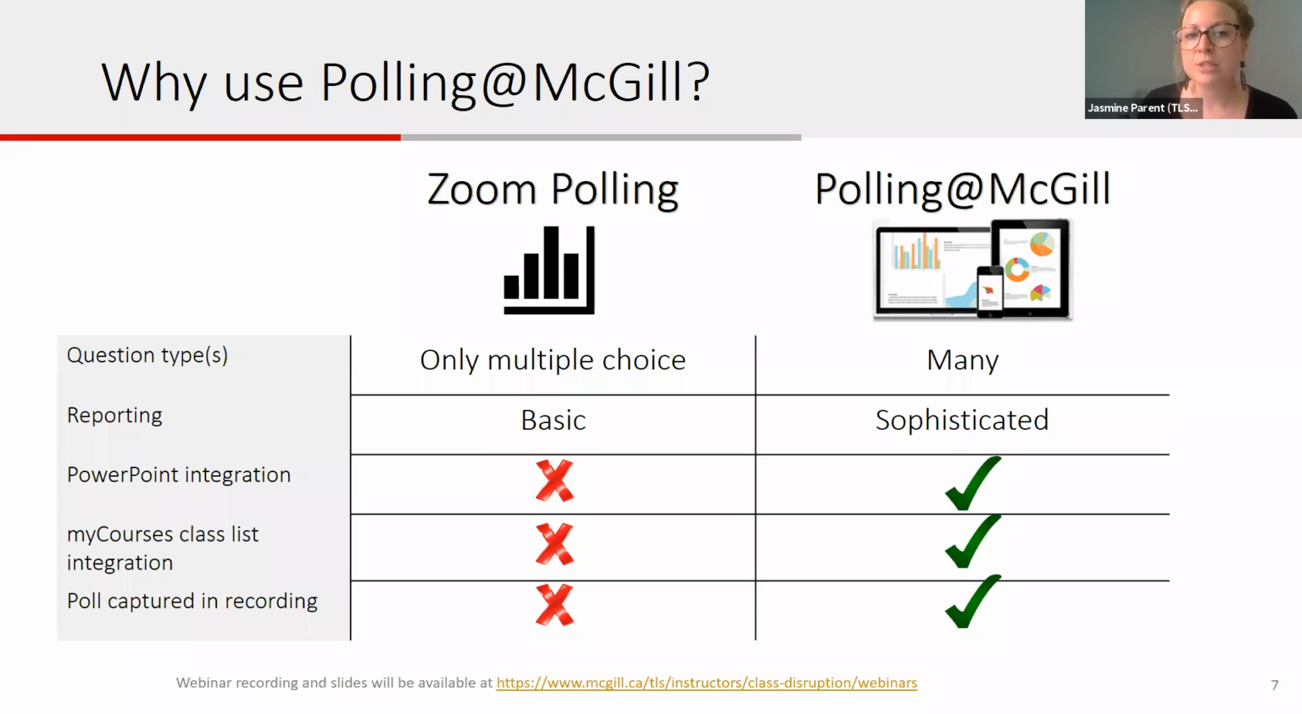Polling at McGill integrates with PowerPoint to allow you to add questions directly into your presentation, so that when you progress through your lecture, as we saw at the beginning of this webinar, the questions appear quite seamlessly on the screen. Polling at McGill also has an integration with myCourses, where it pulls your class list into the platform, so that when students join your session in your lecture, Polling at McGill will link their account to their name found in your class list. This also creates an opportunity to include a grade for participation, which you can link to your grade book in myCourses.